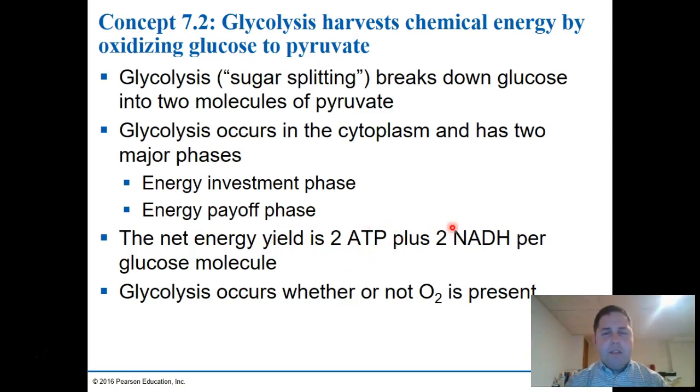As we go through the process, we're also going to make 2 NADHs that we can pass forward to oxidative phosphorylation. This process is going to occur whether or not O2 is present. And we talked about how glycolysis must be a more ancient form of the respiration process since it can occur in the absence of oxygen and it's in the cytosol. So it would have occurred in a proto-eukaryotic cell before that cell took on a mitochondria.